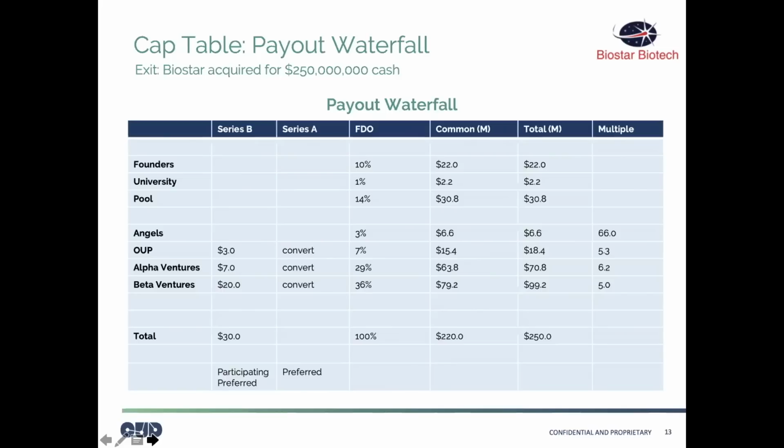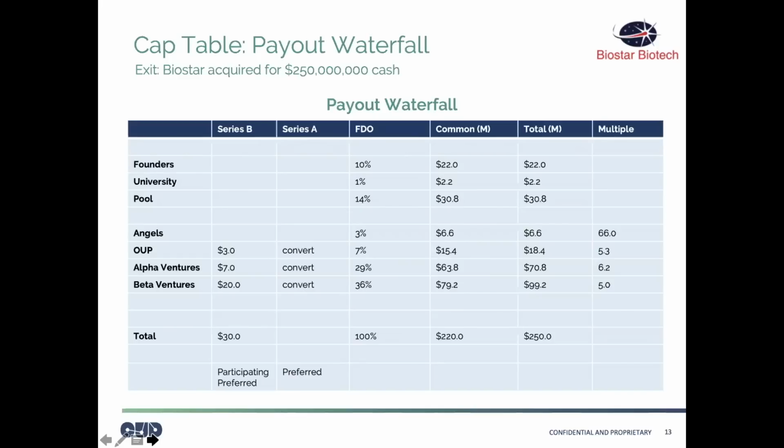And then just multiplying that by 220 million, you can see the founders do pretty well here. They take 22 million home, the university gets 2.2. I'm ignoring any allocation or sharing arrangements within the institution. The pool, the management team gets 30.8, so they do pretty well. This angel does pretty well considering he only invested $100,000, and then the rest of the investors do pretty well in the 5 to 6 times their money range. So a good venture return, an unbelievable return for the angel.